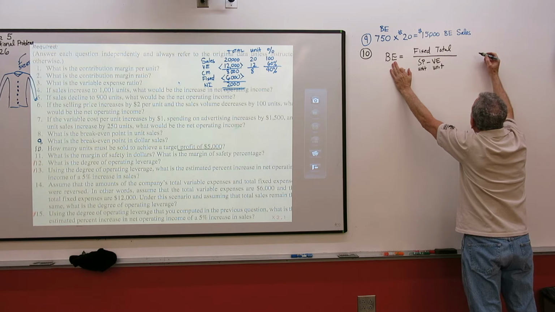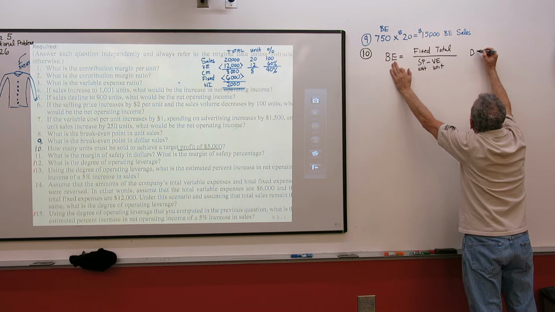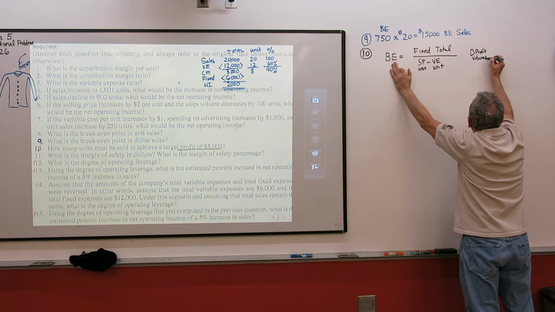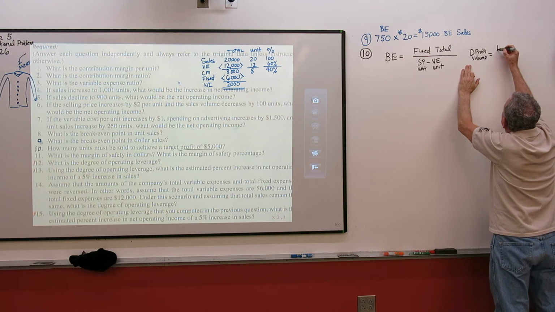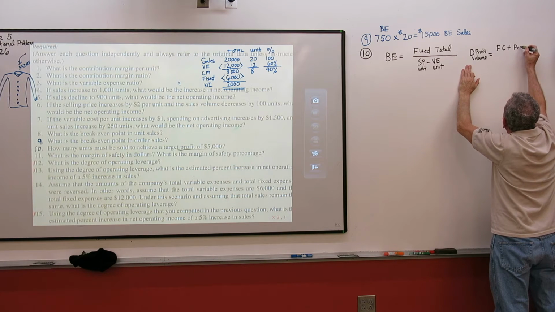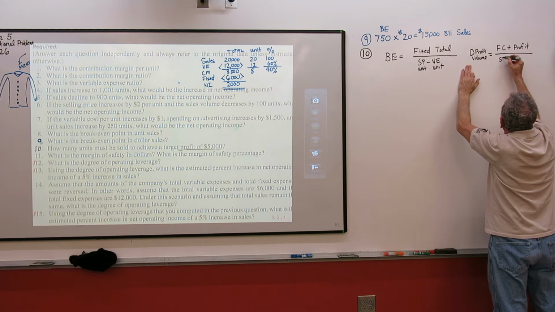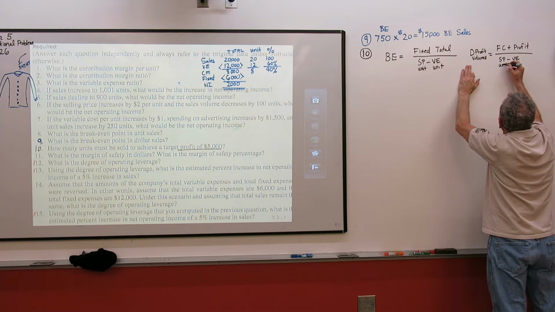Instead of calling it break even, let's just call it desired profit, and it's a volume that we're solving for. And it's the same equation. Let me just abbreviate. Fixed cost, but now we're going to put in plus the profit, divided by the same selling price minus variable expenses, and that's per unit.